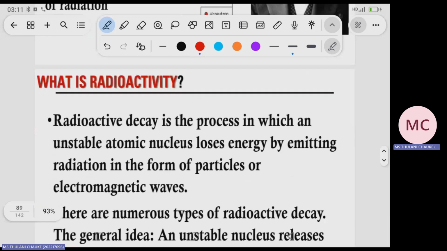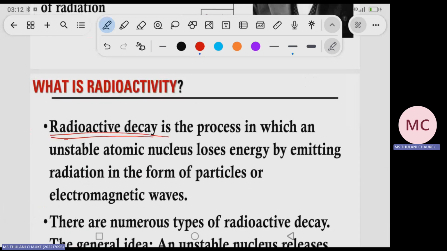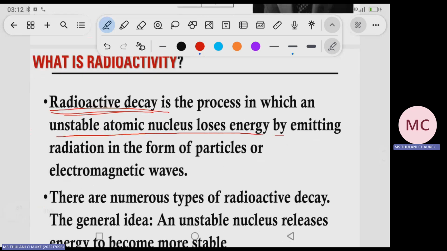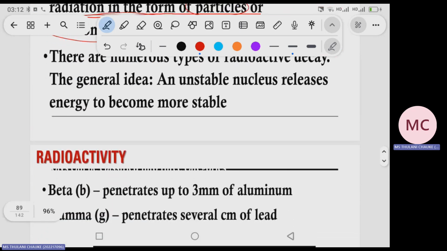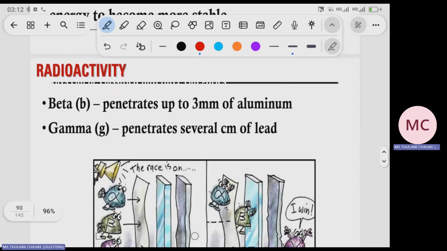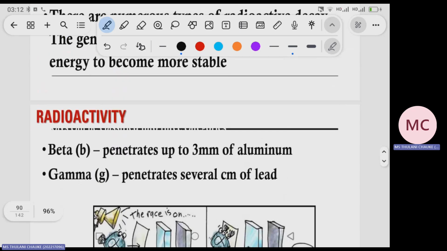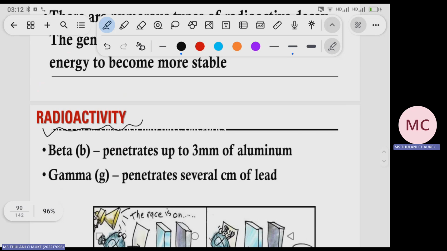So let's start here. What's a radioactive decay? This is the process in which an unstable atomic nucleus gains energy by emitting radiation in the form of particles or electromagnetic waves. So this is where everything starts. We've got beta, we've got gamma.